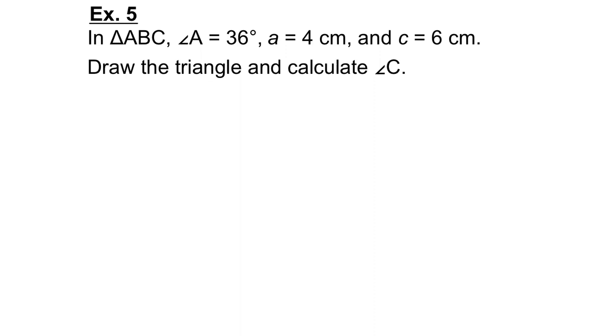Okay, in this example, we have a triangle ABC. We're given the information that angle A is 36 degrees, side A is 4 centimeters, and side C is 6 centimeters. We're asked to draw the triangle and calculate angle C. So let's start by drawing the triangle.